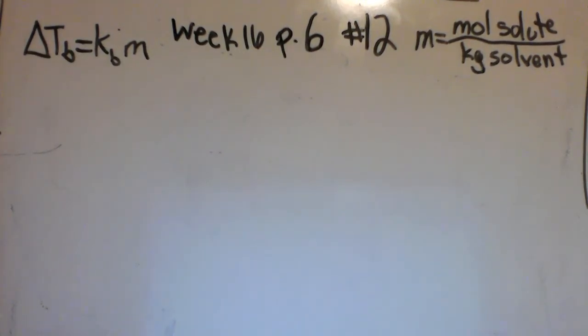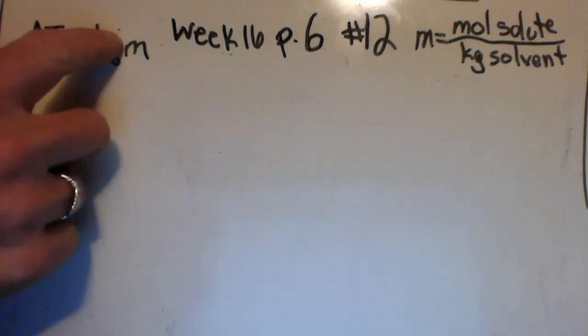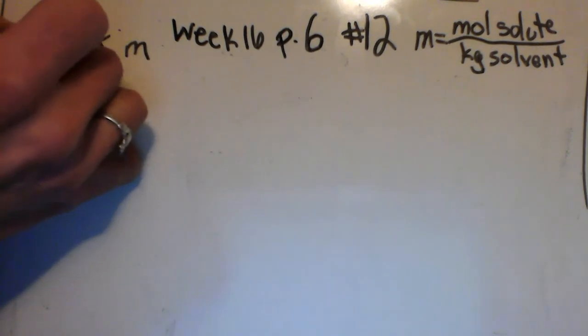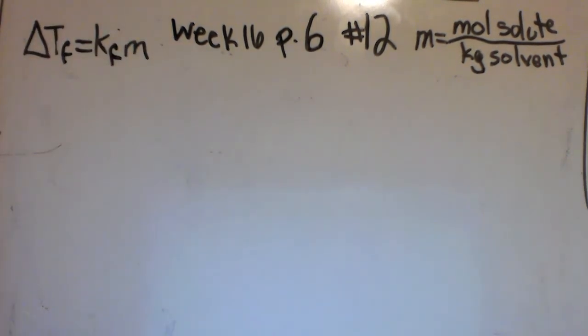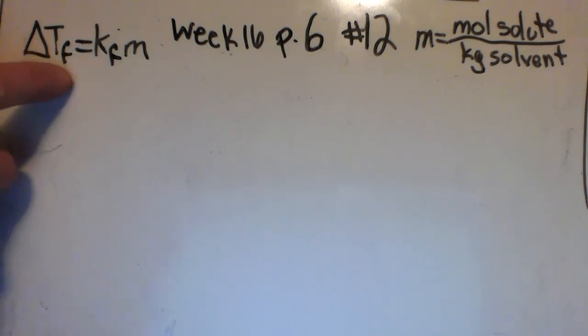Number 12 on page 6 of your week 16 homework sheets reads, how many grams of silver would have to be dissolved in 1,120 grams of ethanol to lower the freezing point by 0.25 Celsius degrees? The freezing point constant for ethanol is 1.99 Celsius degrees per molal. Again, we have two familiar equations, except this time instead of boiling point we have freezing point. Notice the equation is exactly the same, except with a little f instead of a little b.